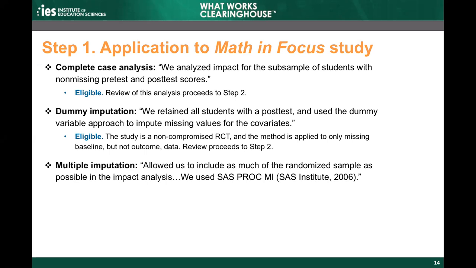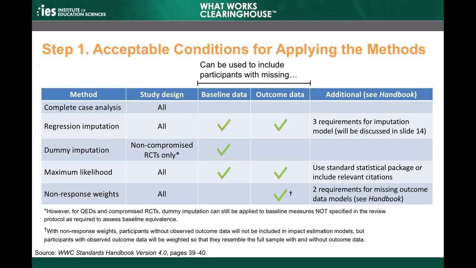The third approach is multiple imputation. From the description, it appears that multiple imputation will be used to include participants with missing baseline and/or outcome data. So again, we can go back to the table to assess the appropriateness of this approach. From the regression imputation row, we can see that the method is acceptable for all study designs and for missing baseline and/or outcome data. So as such, the conditions are met in this study.